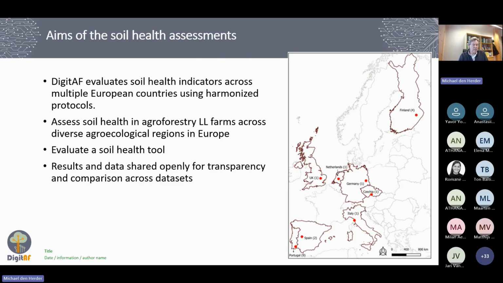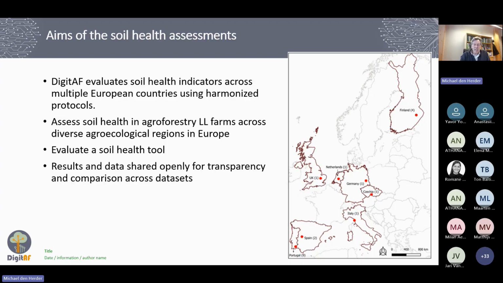To test that, in our soil health assessment in DigitAF, we wanted to evaluate different soil health indicators in our living labs. So we have 6 living labs in 2 participating countries.